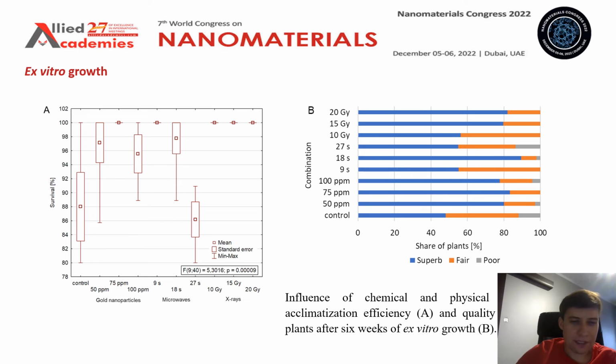Here you can see the effect of different treatments. We have studied here the effect of various chemical agents such as nanoparticles, but also physical agents on the survival and quality of the plants of bleeding heart transplanted to ex vitro conditions. And as I said, we observed that the survival of the plants that were treated with gold nanoparticles was much higher than of the control.